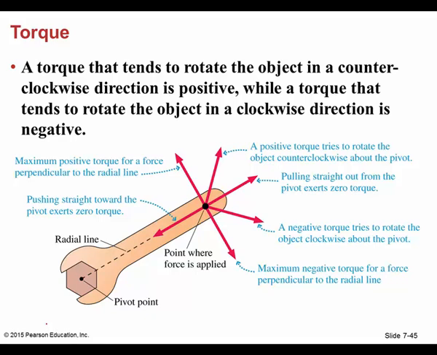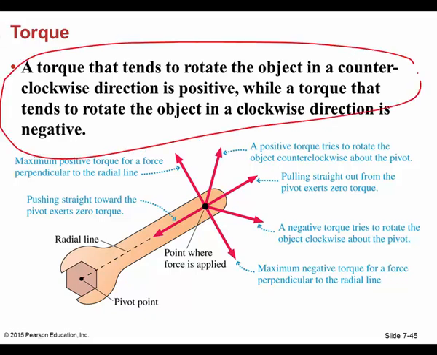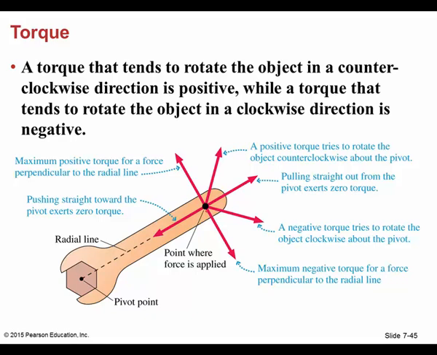Now, torque, again, is that force that tends to rotate an object in a counterclockwise direction, and of course that's positive, okay? While a torque that rotates clockwise is negative. Now, you do need to remember that, okay? That's some of that conceptual stuff. So if I'm pushing this way, it's positive. If I'm pulling it this way, it's negative. If I'm pushing it that way or pulling it that way, it's positive, okay?